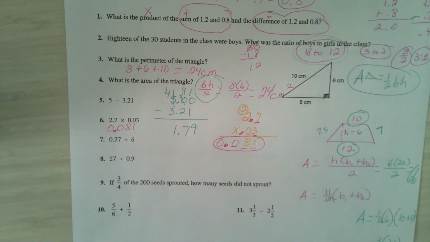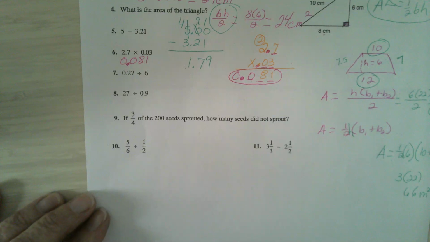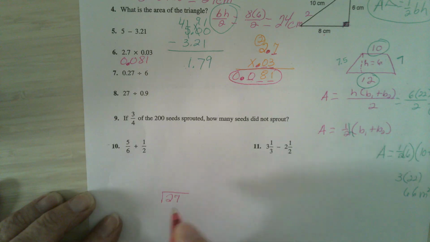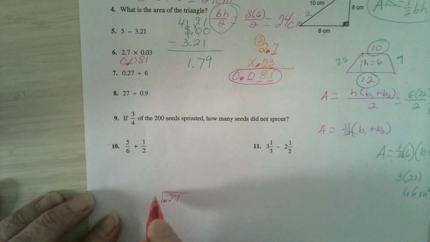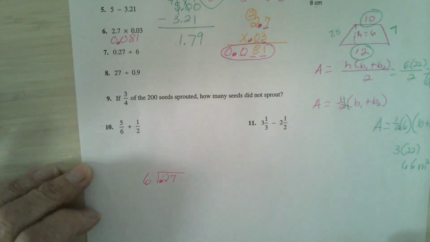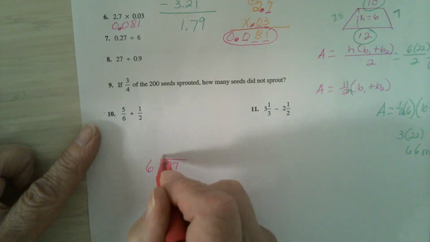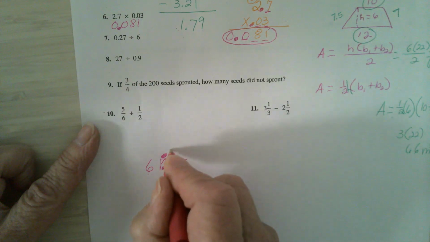Number 7, I'm going to do down below. You're going to have 27/100 in the box. There's a decimal point right there. And it's being divided by 6, so 6 goes here. There's no decimal point in the 6. Now, before you divide, you do have to put your decimal point straight up. How many 6's are in a 2? 0.